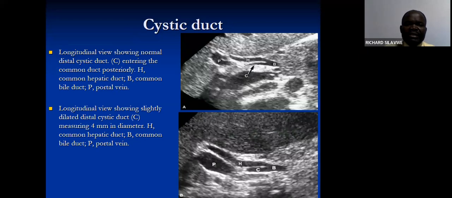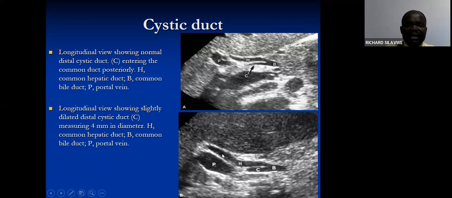So I have some images here where we are able to see the cystic duct. Okay, we are able to see the portal vein. Here, the cystic duct is entering the common duct posteriorly. Then we have the common hepatic duct, here, anterior to the cystic duct. And we also have the portal vein here. So these are just images.